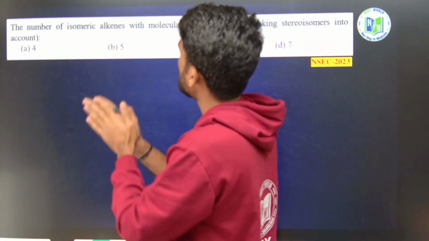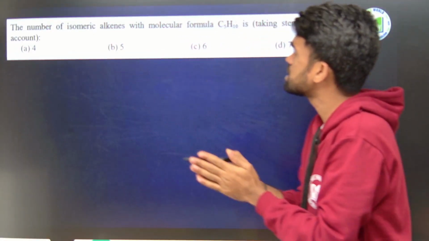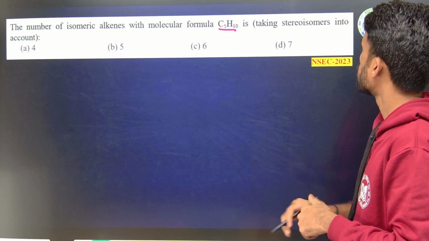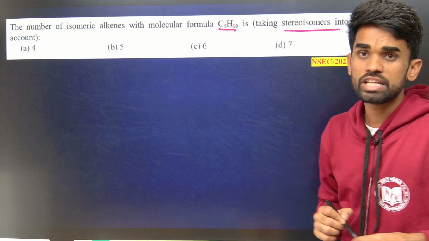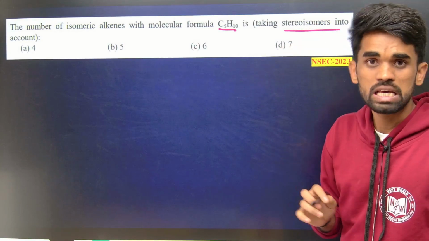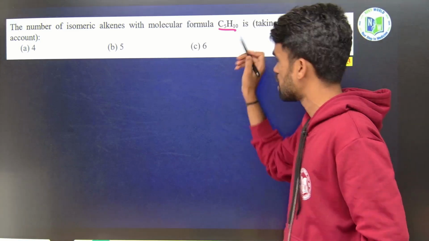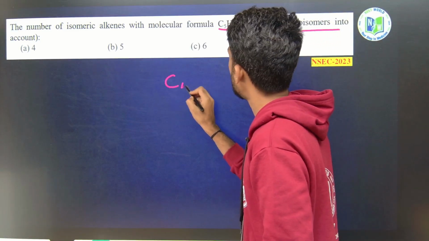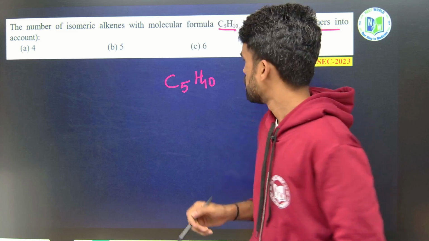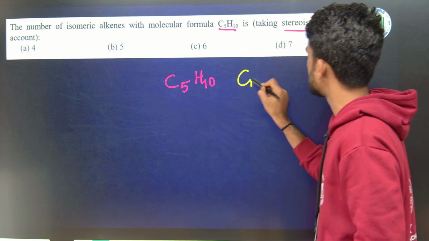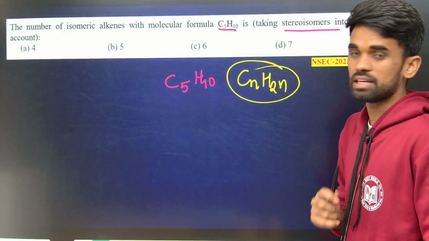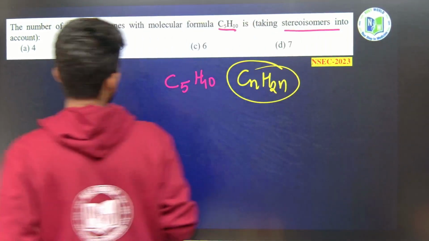The number of isomeric alkenes with the molecular formula C5H10 is, okay. Also include stereoisomers, taking stereoisomers into account. So count the possible stereoisomers also. First of all, tell me C5H10, identify whether it is alkane or alkene. So it is an alkene, it is satisfying the CnH2n kind of formula. So one double bond must be included in that.